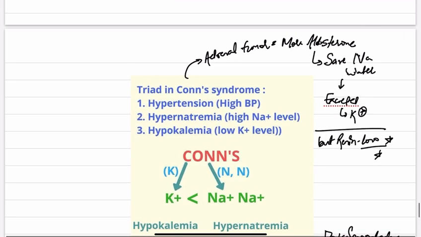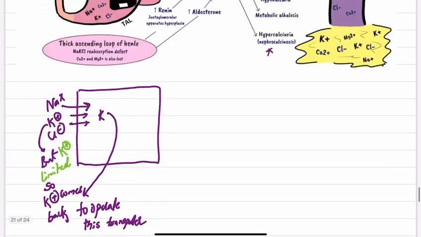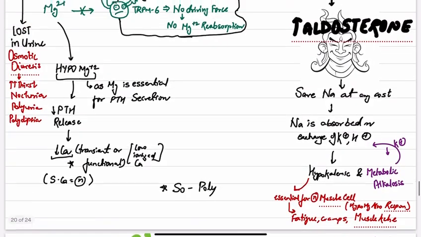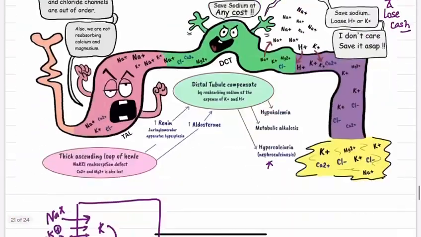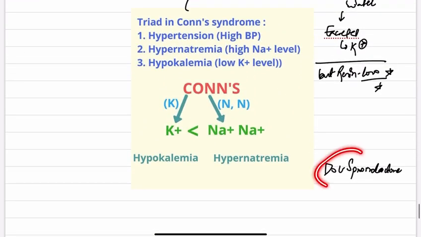Okay, so I hope all these chapters are clear: Liddle, Bartter, Conn syndrome, hyperaldosteronism, Fanconi, and Gitelman. These all five are finished, and the drug of choice for Conn syndrome is spironolactone.